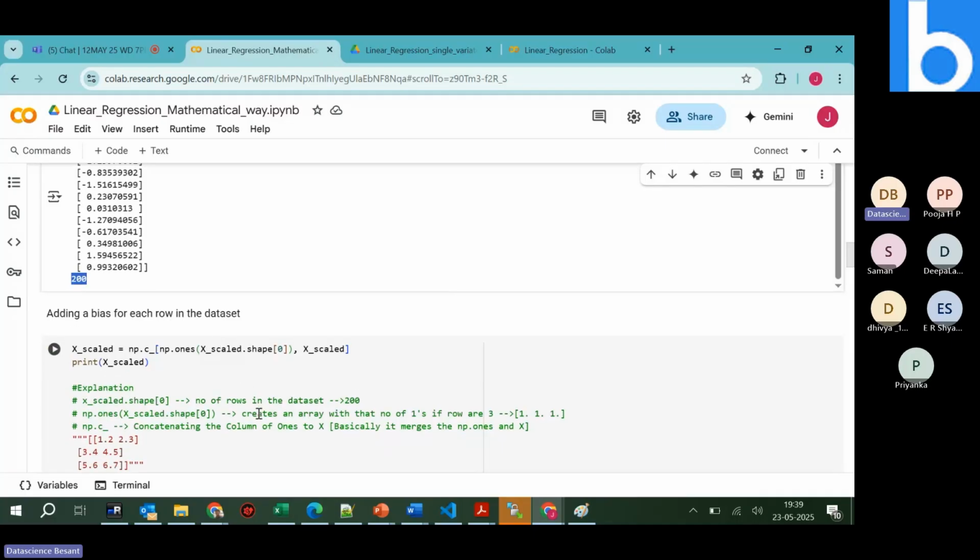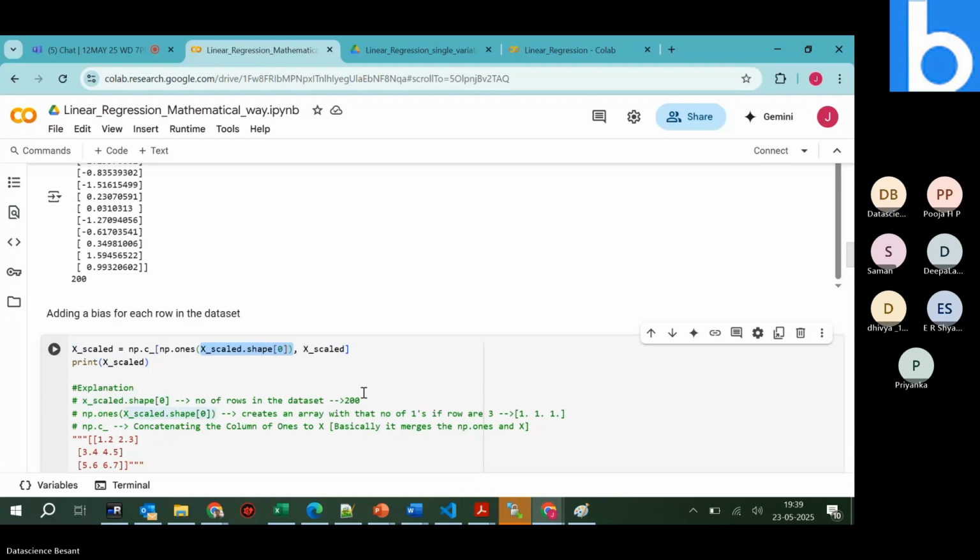I'll explain why I'm doing all this. If you see in the next step, x_scaled is equal to np.c_[np.ones(x_scaled.shape[0]), ...]. What is this answer? Just now we have calculated. What is this answer, whatever I highlighted? 200. 200. Very good.